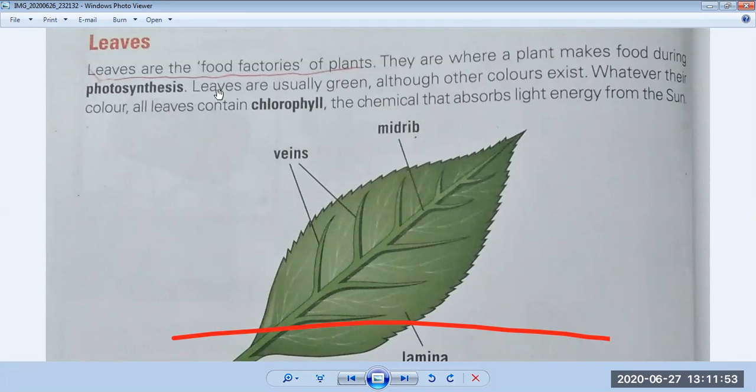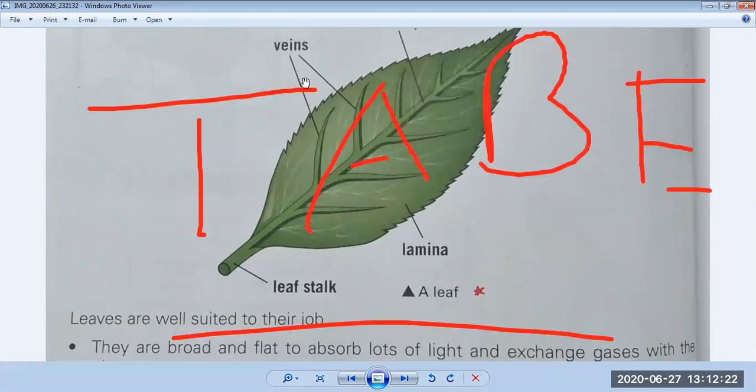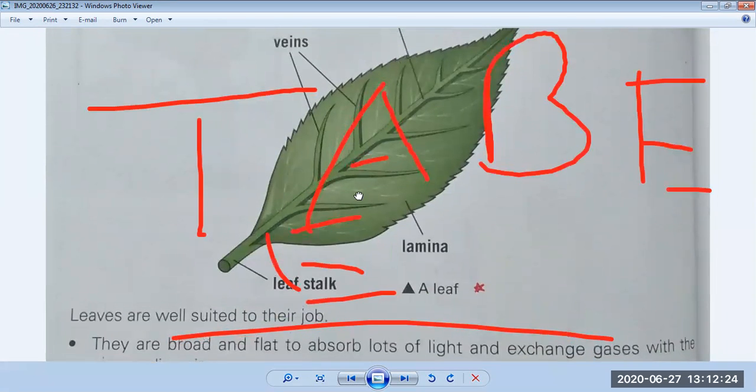Leaves are usually green, although other colors exist. All leaves contain chlorophyll, the chemical that absorbs light energy for the body of a plant. Leaves are well suited to their job. So we will see the screen. It is a diagram of a leaf which is given in your book. You can see this is called a leaf stalk, and this part is called a lamina, and the lines which are present on the leaf are called veins.